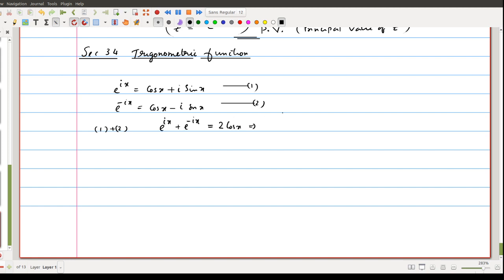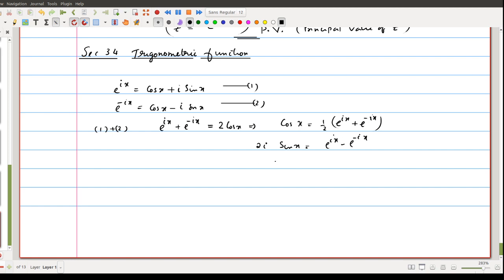That means using e power ix you can define, first of all, cos x. Cos x can be written as 1 by 2 times e power ix plus e power minus ix. In a similar fashion, by subtracting we will get sin x. If you subtract these, the right hand side will be 2 times i sin x, which will be e power ix minus e power minus ix.